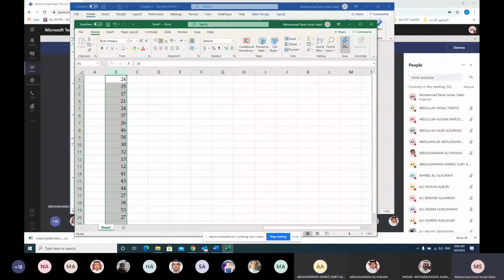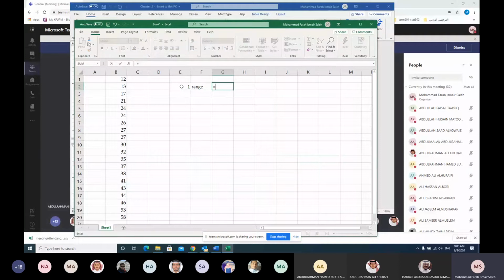If you sort the data, you will get the following. We sort the data. The minimum is equal to? And the maximum? 58. Now, find the range. The range is maximum minus minimum, which equals 58 minus 12. How much?